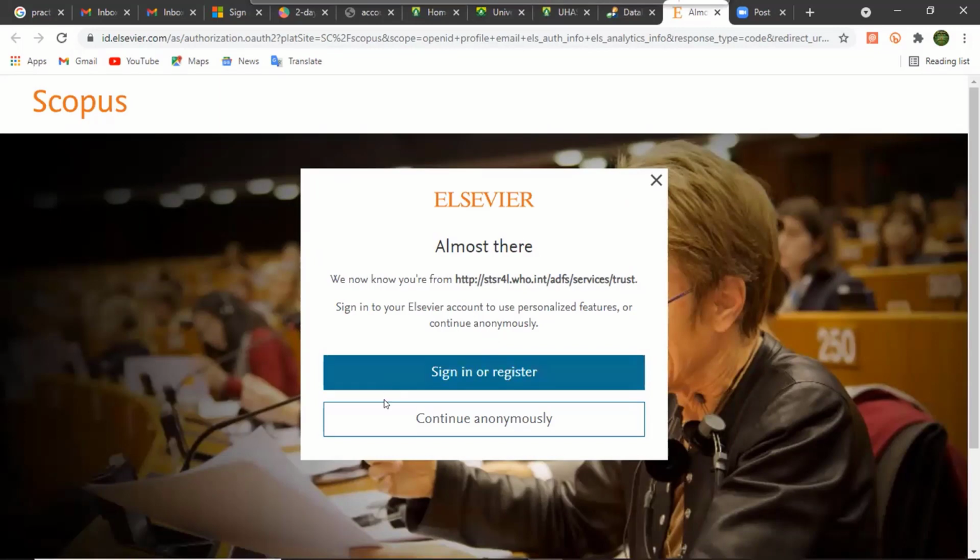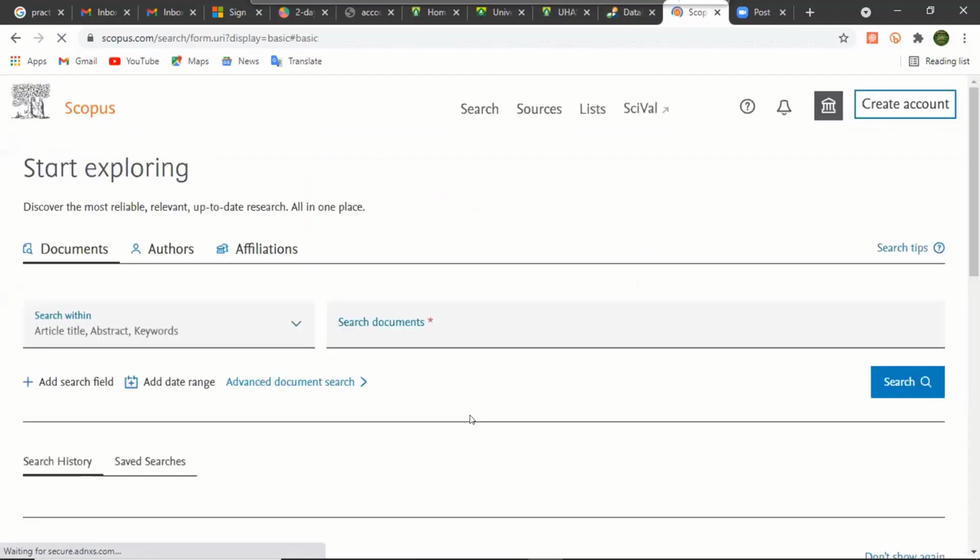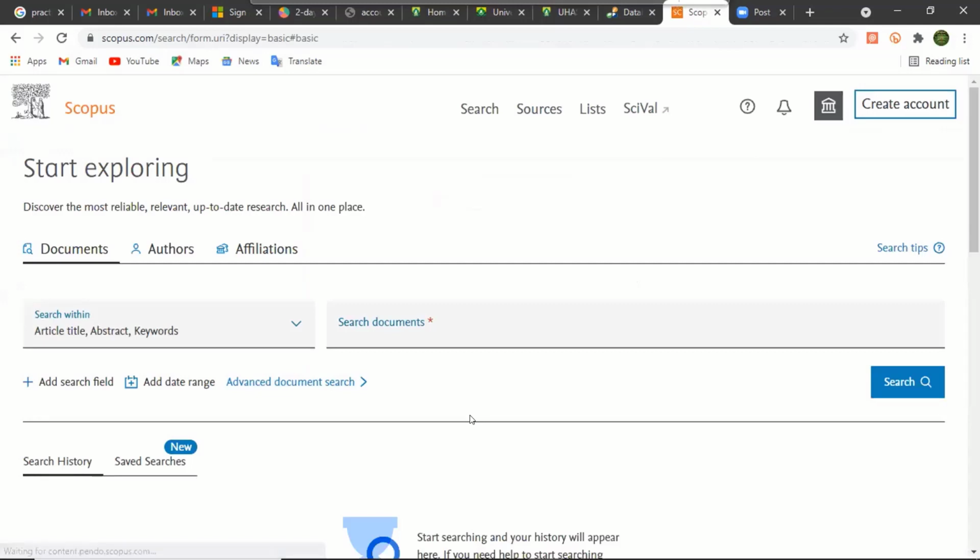No, I don't want a personal account, so I go straight to continue anonymously, all right? So I'm just showing the process that you go through if you want to test this yourself. The access codes are already on our Teams platform. You can get the password and username from there.